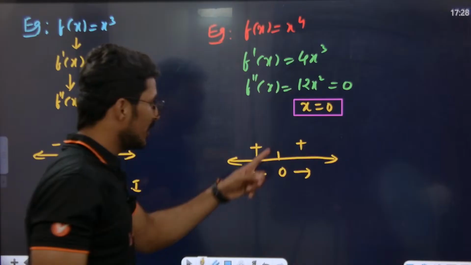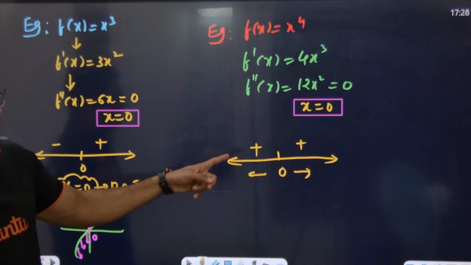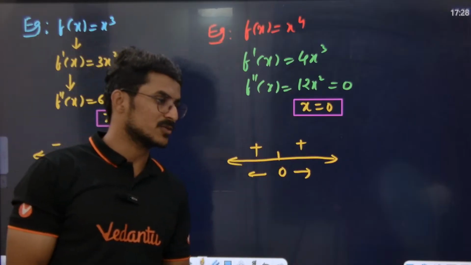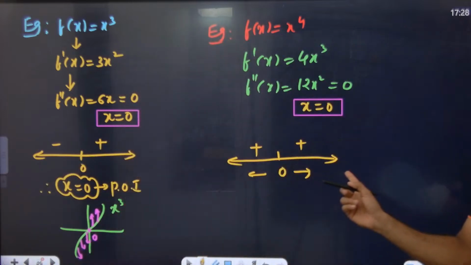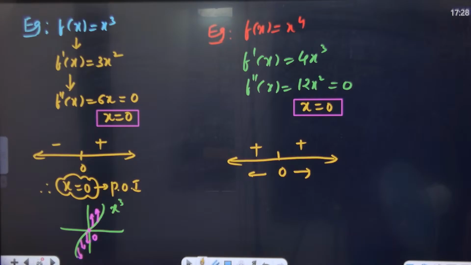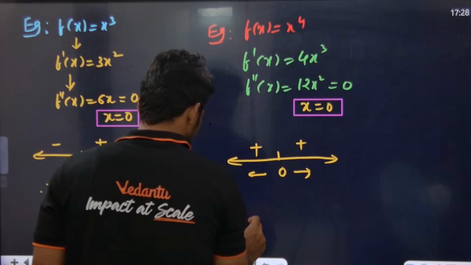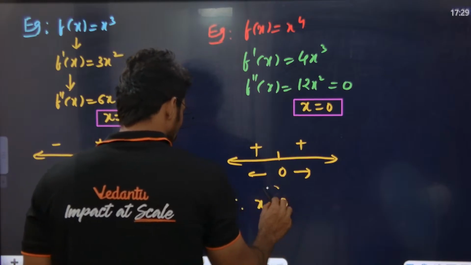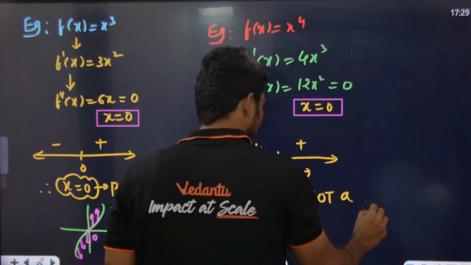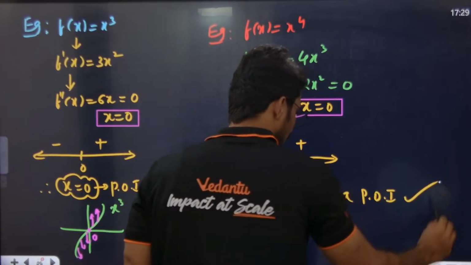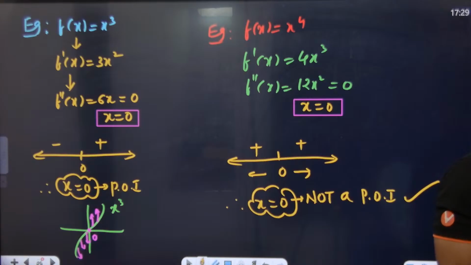So if f double dash of x is 0 and the sign changes, then that will be called a point of inflection. In this case the sign did not change, so can we call it a point of inflection? No, we cannot. Are you getting the point? Yes or no? Therefore I can say that with no change in the sign, x is equal to 0 is not a point of inflection. Is that clear with everyone?